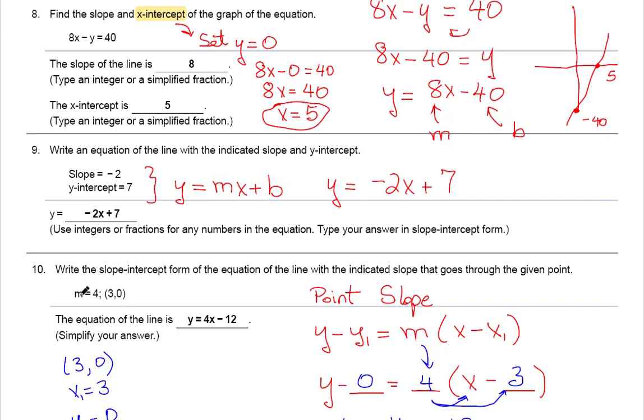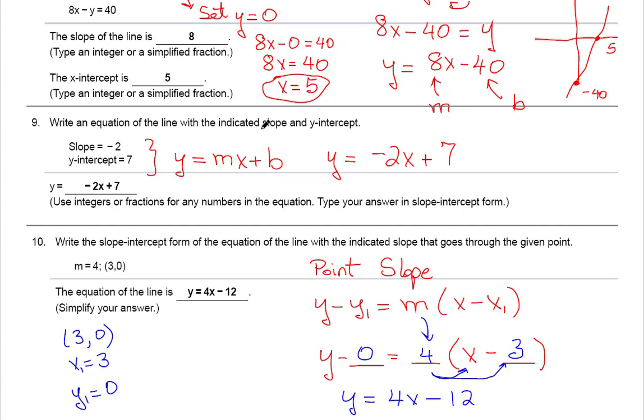Let's see, question 9. They say write an equation of a line. So they want us to find an actual equation of a line. All right, well, let's see. They gave me the slope and the y-intercept. Well, that's perfect. I just fill things in. Slope is -2, y-intercept is 7, and we're done.